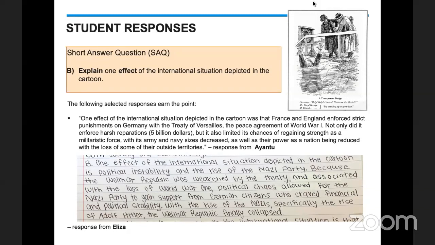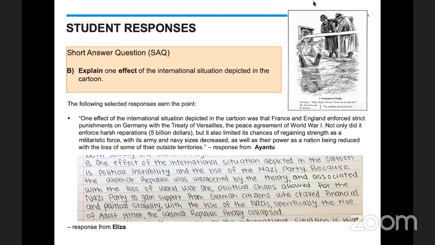This response is from Eliza, a handwritten response. A lot of you did handwritten responses, which is cool. One effect of the international situation depicted in the cartoon is, again, using the stem of the prompt to respond to the prompt, political instability and the rise of the Nazi Party. Because the Weimar Republic was weakened by the treaty and associated with the loss of World War I, political chaos allowed for the Nazi Party to gain support from German citizens who craved financial and political stability. With the rise of the Nazis, specifically the rise of Adolf Hitler, the Weimar Republic finally collapsed.